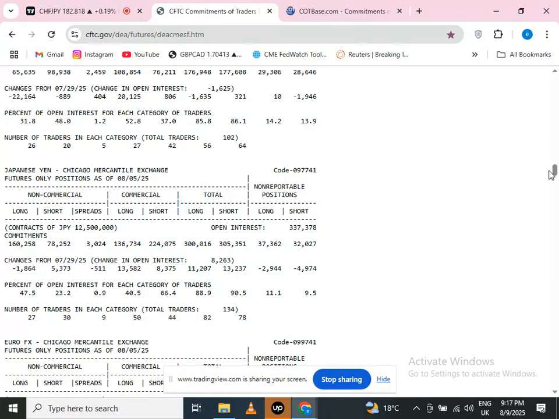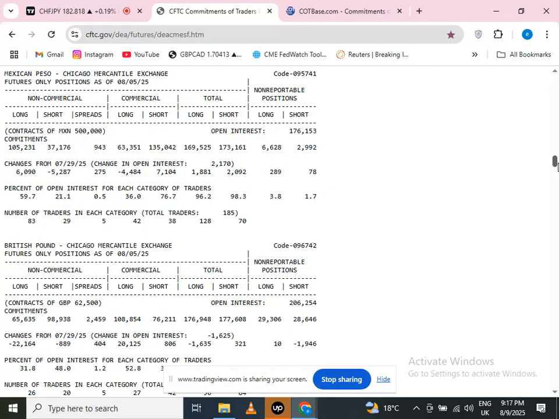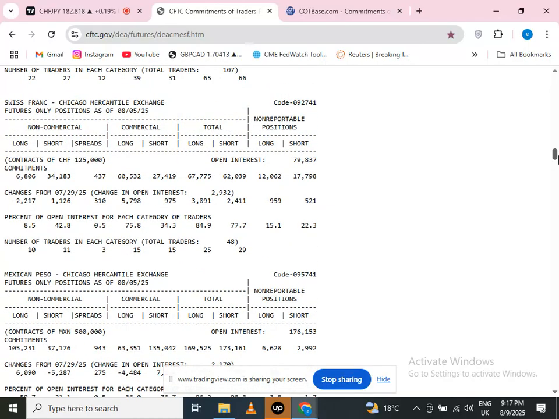As you can see here, the Japanese yen is long, 160k. Let's look at the Swiss franc. How are they positioned on the Swiss franc? You see, only 6,000 are long. So they are much more long on the Japanese yen compared to the Swiss franc. There's a big variation, 160k to 6,000, so almost 154k contracts long, strong compared to these two currencies.